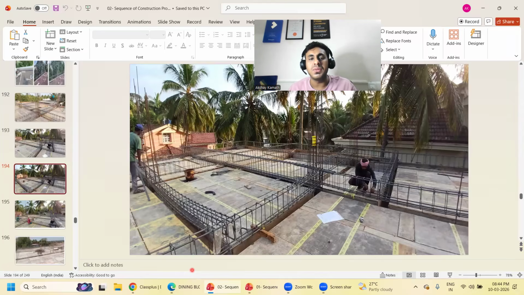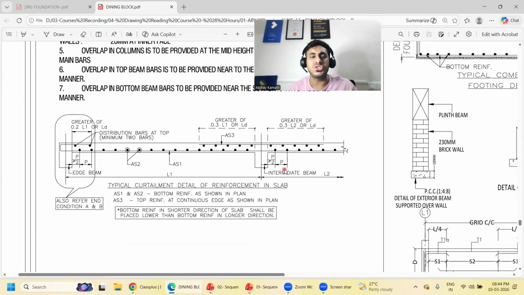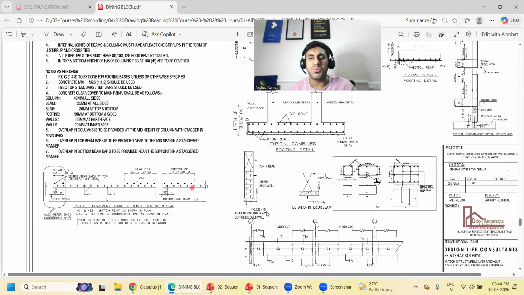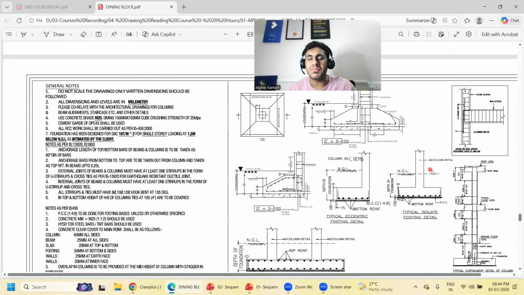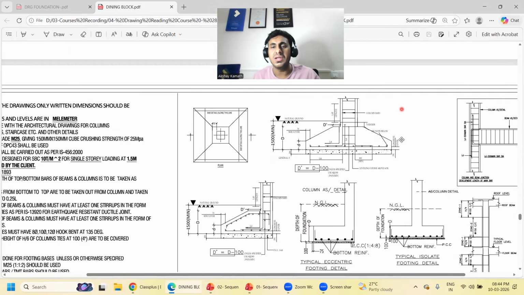See here, the top beam bar is to run near the mid span, and for the bottom it is near the support. That is the meaning of it. So column you understood, beam you understood. So two points I have taught you. Apart from that, you have to understand all these things, but in one lecture I cannot cover everything. A few things I'll try to explain.